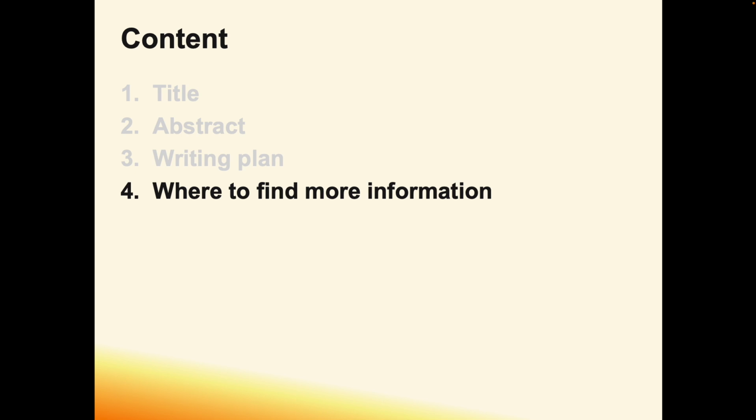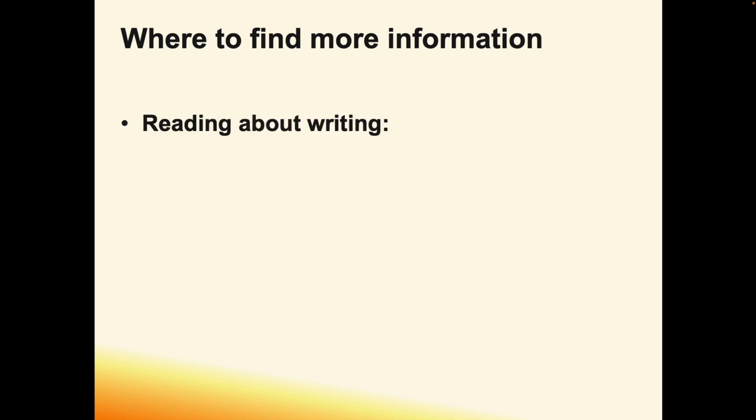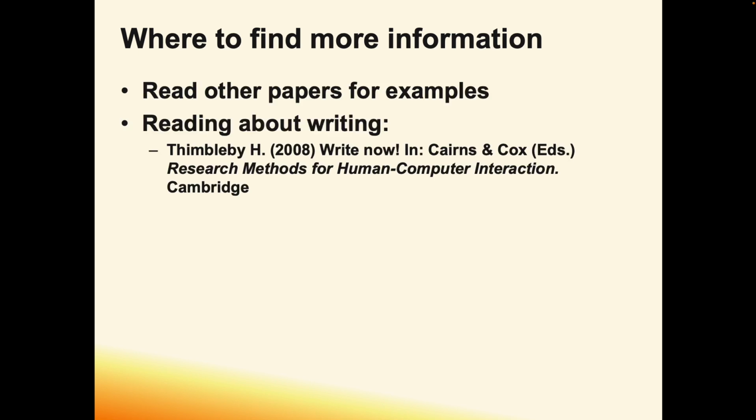Okay, so I talked about the title, the abstract, a writing plan. Where can you find more information? Well, one thing to do is to read other papers for examples of how you can structure your text, right? It differs between journals and between conferences how text is structured, so it's really useful to read other papers, not just for the content, but also for how they approach writing.